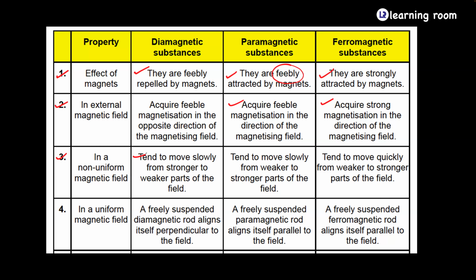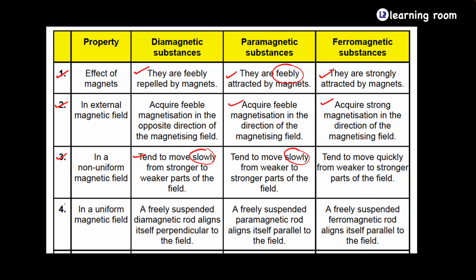Clear? Whereas what will happen to a paramagnetic substance? It will try to align itself from weaker to stronger magnetic field, but it will be a slow process. So that's why we are using the word slowly. Whereas a ferromagnetic substance will be instantaneous. It will be very quick.